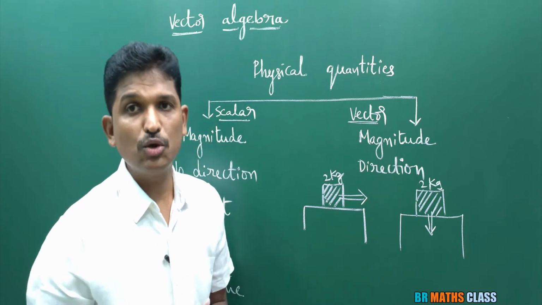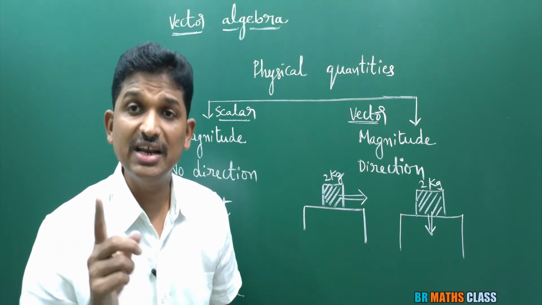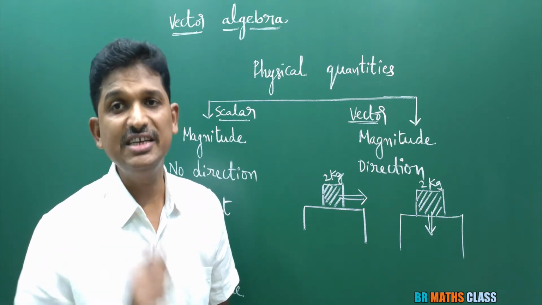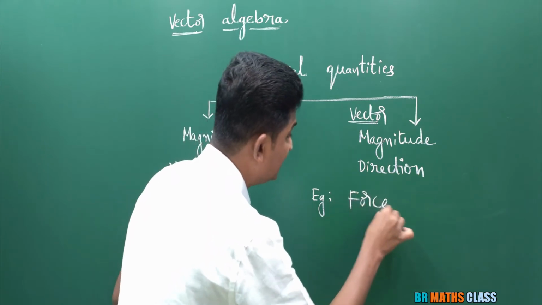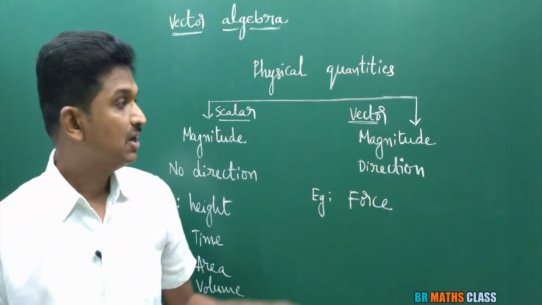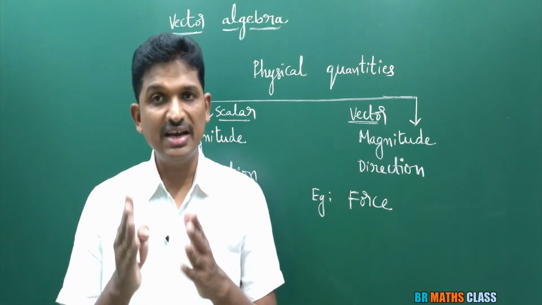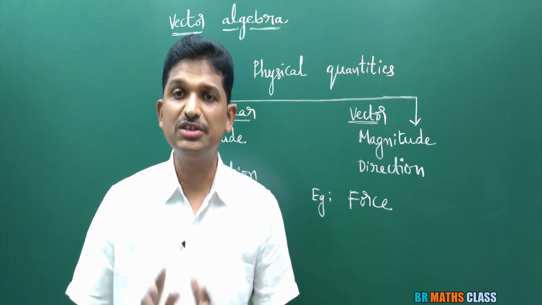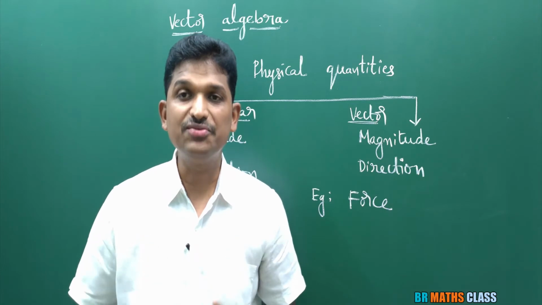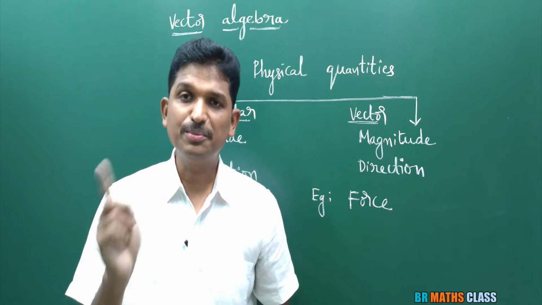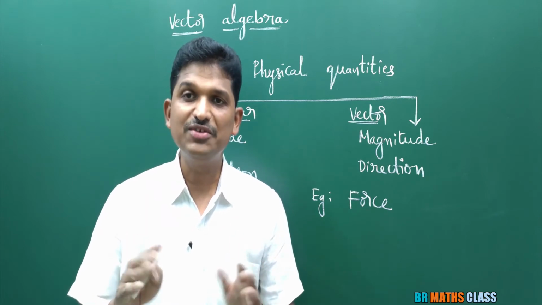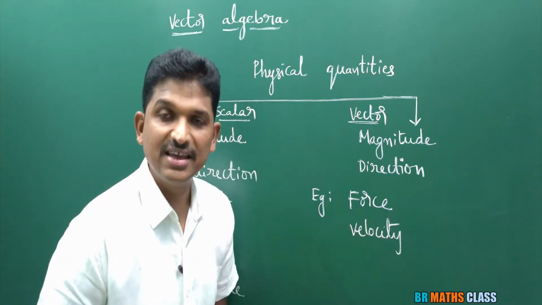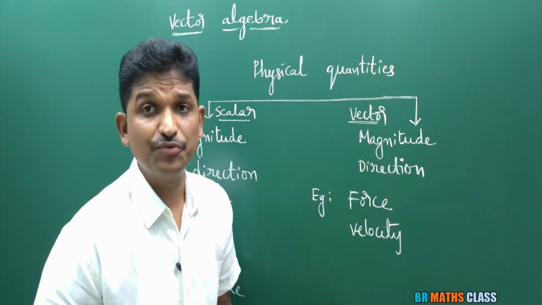So force is the physical quantity which needs magnitude as well as direction. Whenever I discuss force, its direction is needed. So force is an example of a vector quantity. To explain force, we need magnitude as well as direction. Don't worry, in mathematics we are not going to use the words force, velocity, acceleration very frequently. You just need to know what a vector is: a physical quantity which has both magnitude and direction. Other examples of vectors are velocity and acceleration.